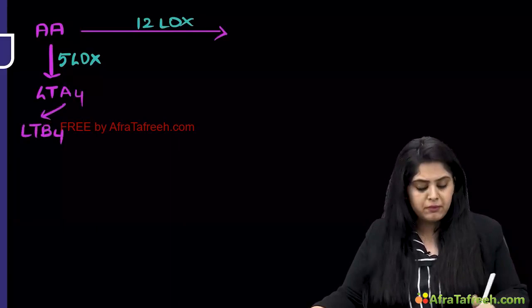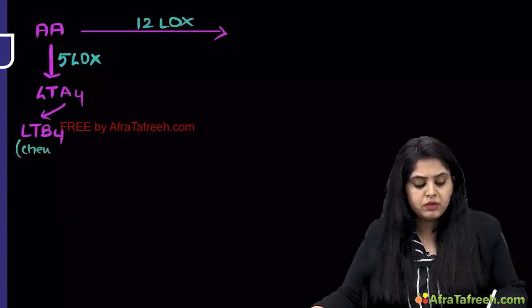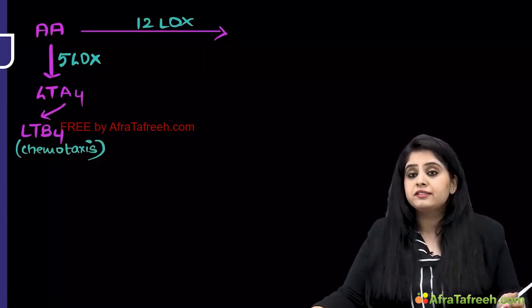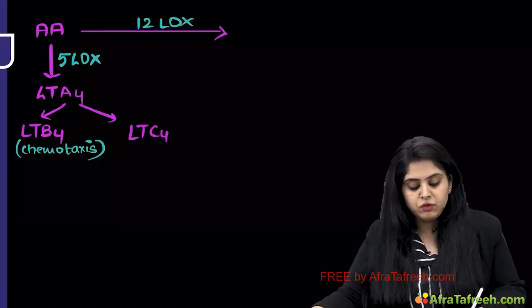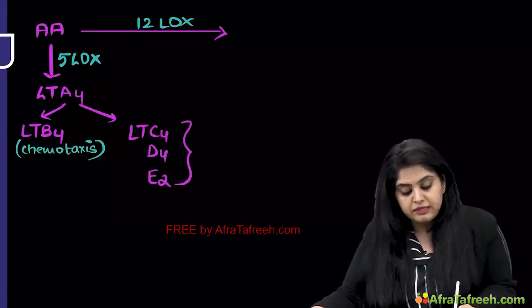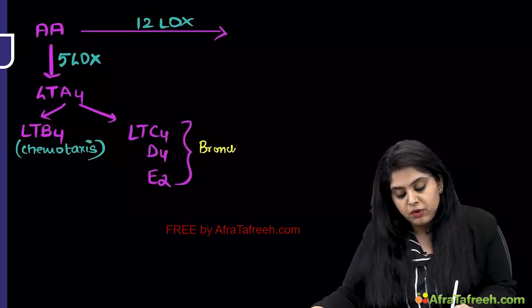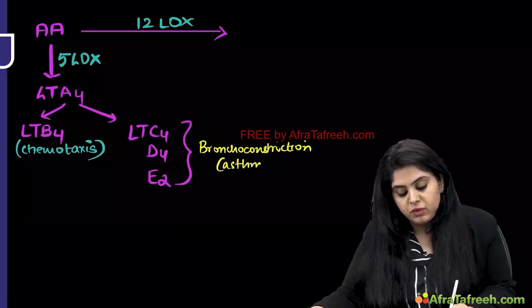And if you remember correctly, leukotriene B4 was a part of that LIC mnemonic. It was responsible for chemotaxis, hai na? And other than that, C, D, E will give rise to C4, D4, E4, and these are the ones which cause asthma. These are the ones which are responsible for bronchoconstriction.